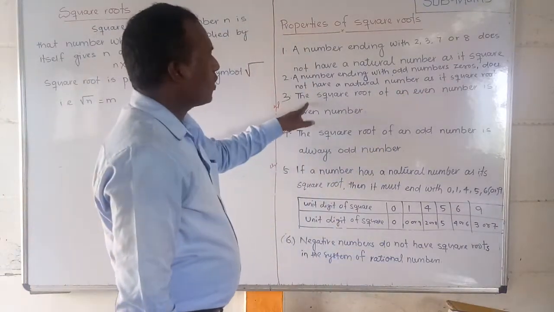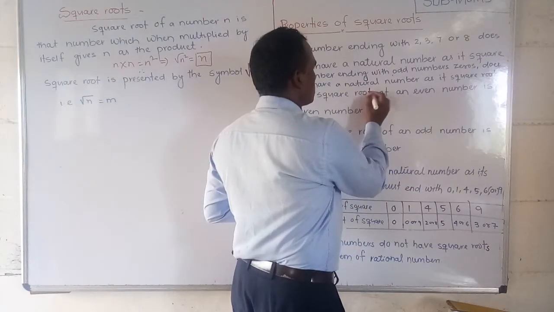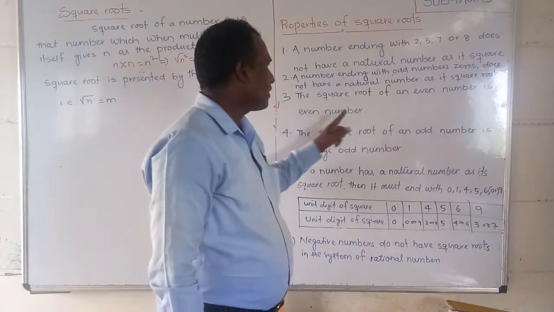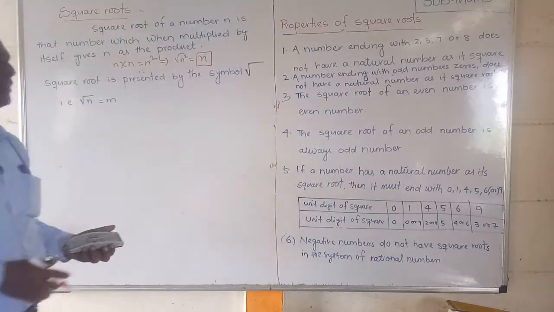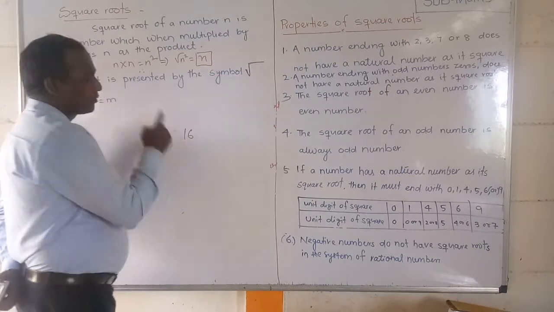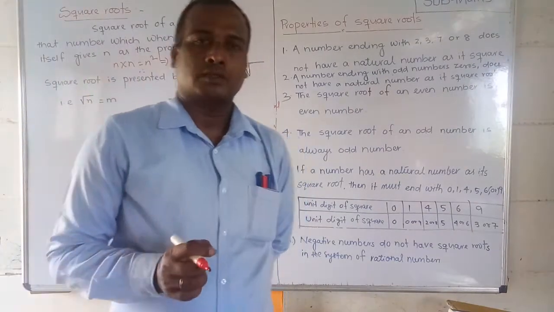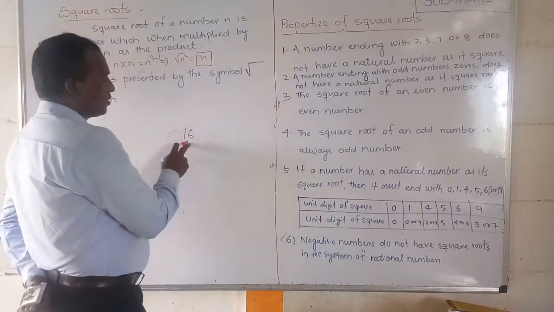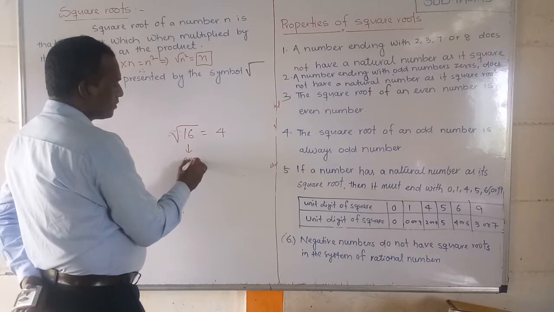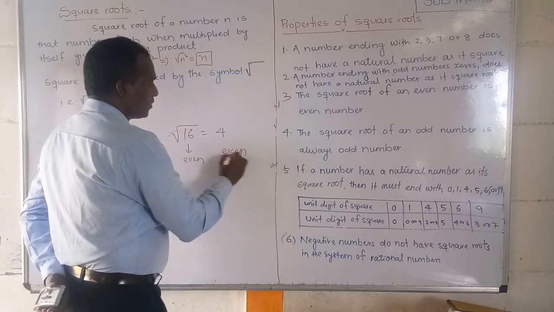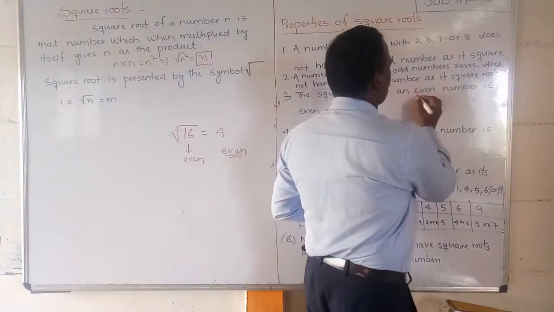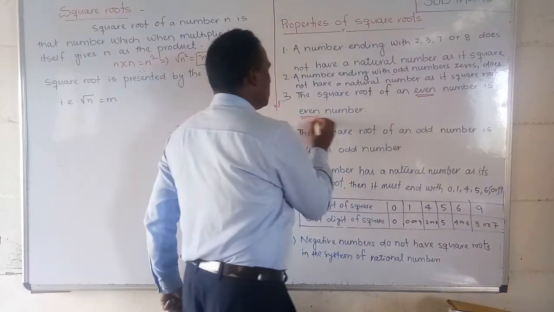Third property: the square root of an even number is an even number. Okay, the square root of an even number. Suppose friends, you know 16. 16 is an even number. So root over 16 is equal to how much? 4. So this is an even number, and the square root is also an even number. So the square root of an even number is also an even number.